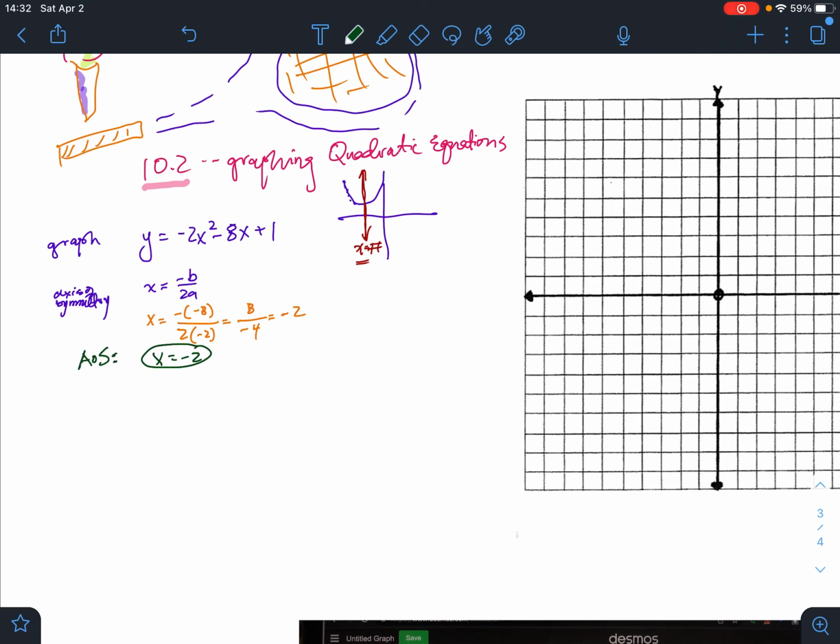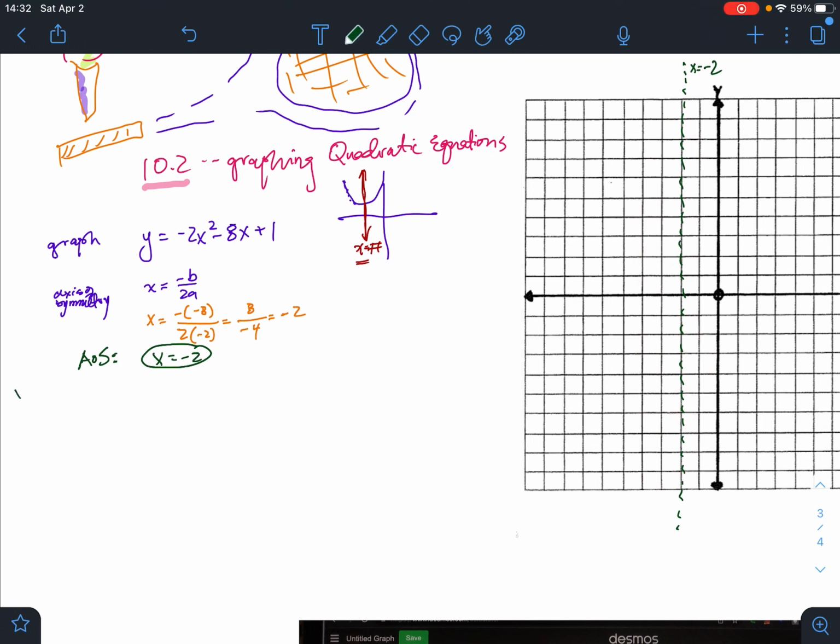Okay? Now, why is that important? Why would I take my time to write this summary statement? Because that is a big deal. I now know the graph of this parabola is symmetric to this vertical line, x is equal to negative 2. Now, what I don't know is how high or low it is, which brings us to our next step.